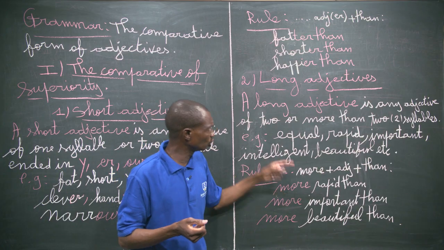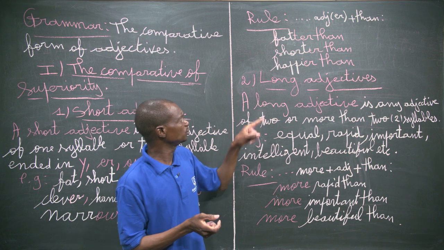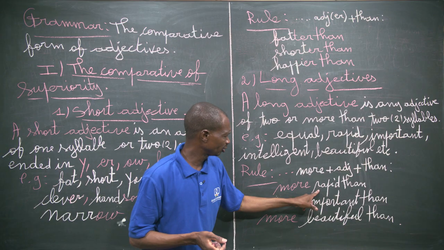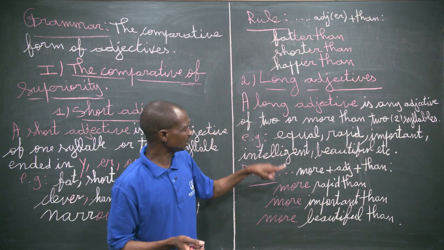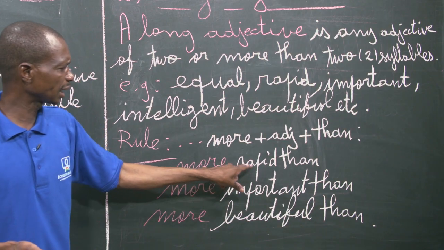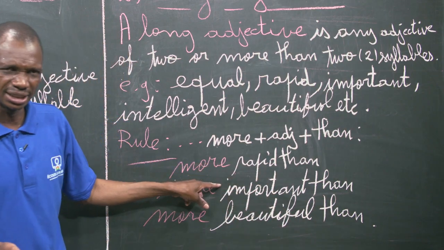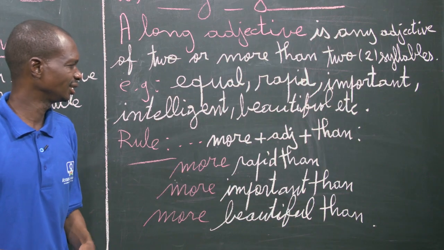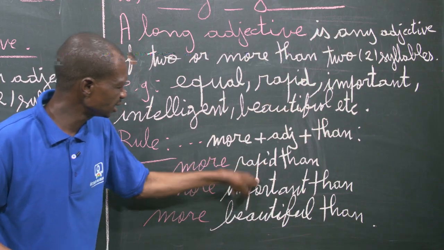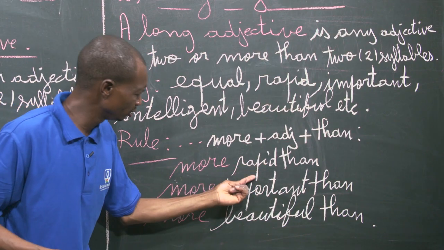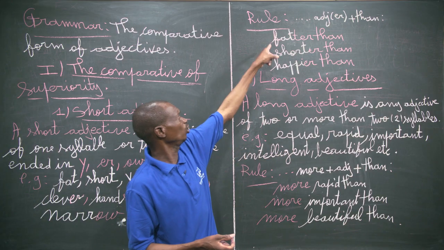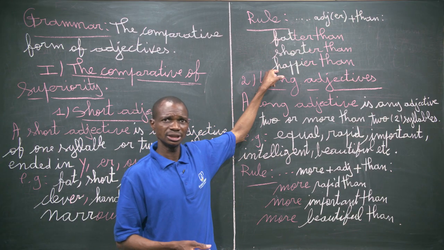And if, for example, you don't know the difference between short adjective and long adjective, you can use, for example, rapid and say that a car is rapider than a bicycle. And this is not correct. It's because you don't know that rapid is a long adjective. That's why you use it as a short adjective and you apply the rule of the short adjective. This is something important to know.